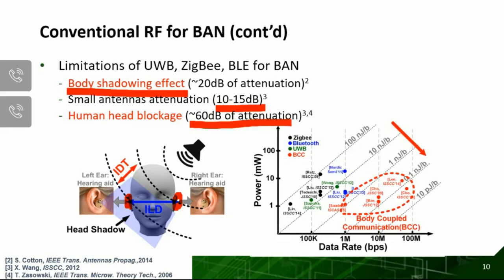Well, this graph also shows some of the problems, the data rate with the power consumption to overcome such. And we can see that body-coupled communication actually provides a good compromise in the data rate with the power consumption.